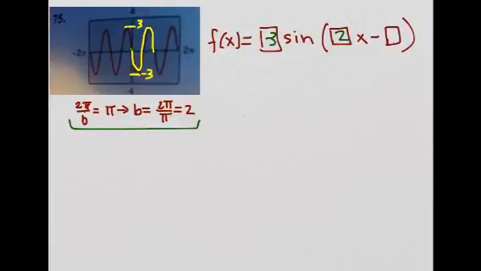There is no horizontal translation, so that would be 0. So the equation would be -3 sine 2x, just like that.